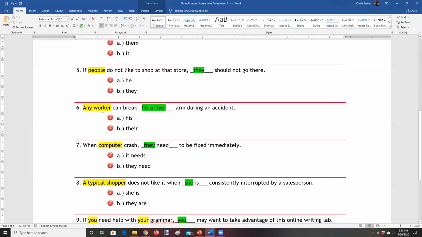We could have said, workers can break their arms during an accident. It has the same meaning, but when I make workers plural, I'm going to have to use the plural pronoun, their. If I keep it grammatically singular, I'm going to need to have a singular pronoun. Again, this meaning here might be plural, but from a grammar standpoint, it's singular.